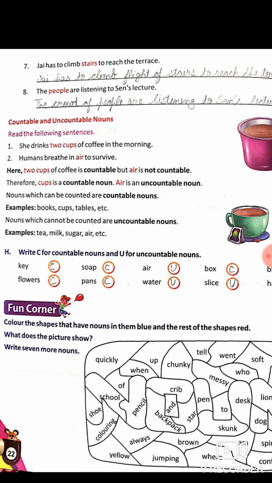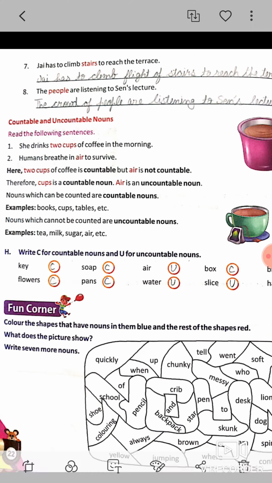Nouns which can be counted are countable nouns. Examples: books, cups, tables, pens, comb, doors, chair, TV. These are countable nouns. Uncountable nouns are nouns which cannot be counted, like tea, milk, sugar, air, water. These are uncountable nouns.